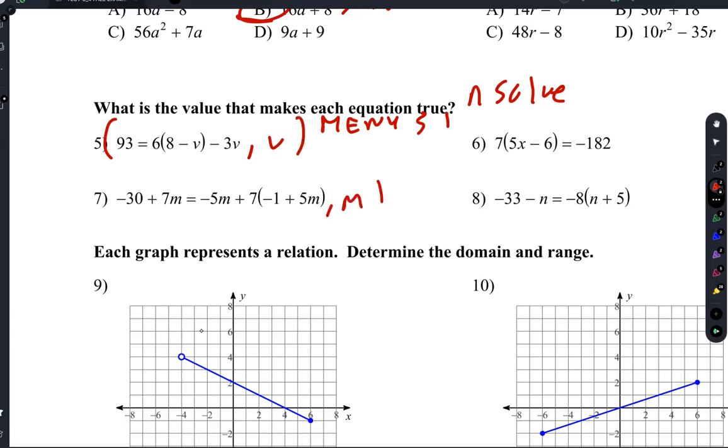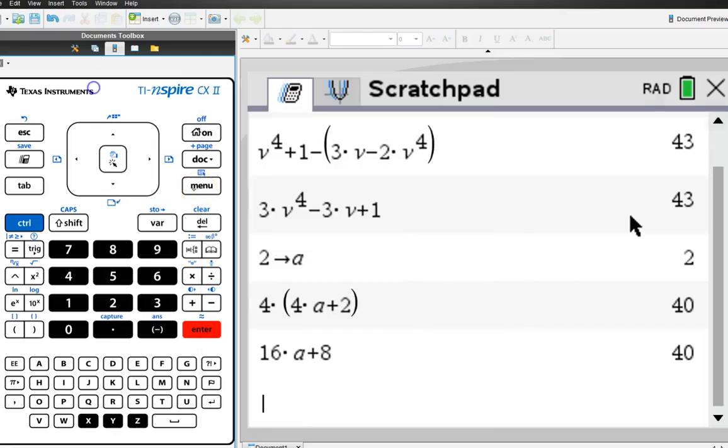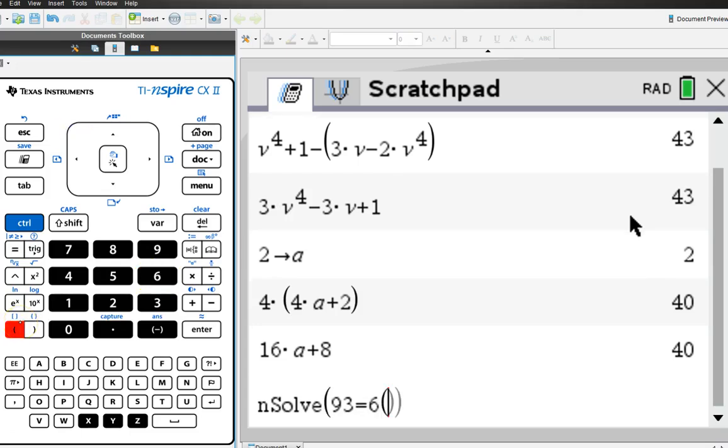On this one, I need a comma M. So I'm just going to type these in. I'm only going to do one of these for y'all, because y'all better be able to do this. Menu 3-1, and then I'm going to type in number 5. 93 equals 6 parentheses 8 minus V, close parentheses, minus 3V. And then I need to put comma V.